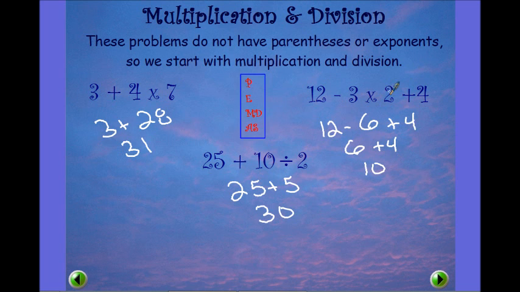Because if I would have done addition first, 6 plus 4 is 10, then I would have gotten 12 minus 10, which is 2, so I wouldn't have gotten the same exact answer. So again, special rule: if addition and subtraction are on the same line, we're just going to do it from left to right.